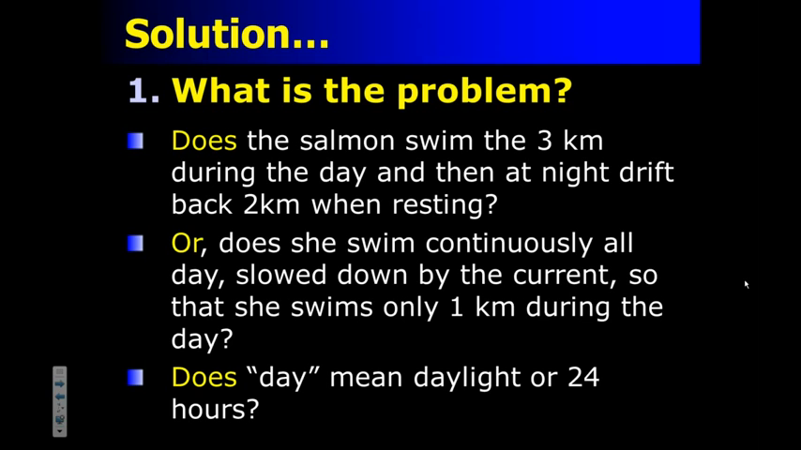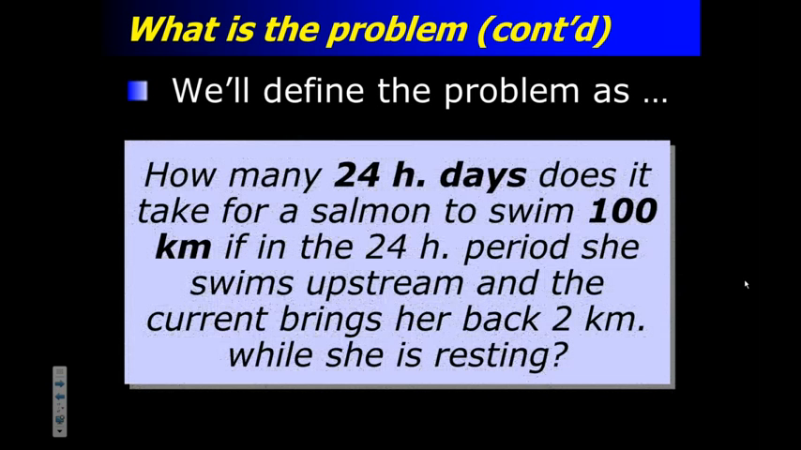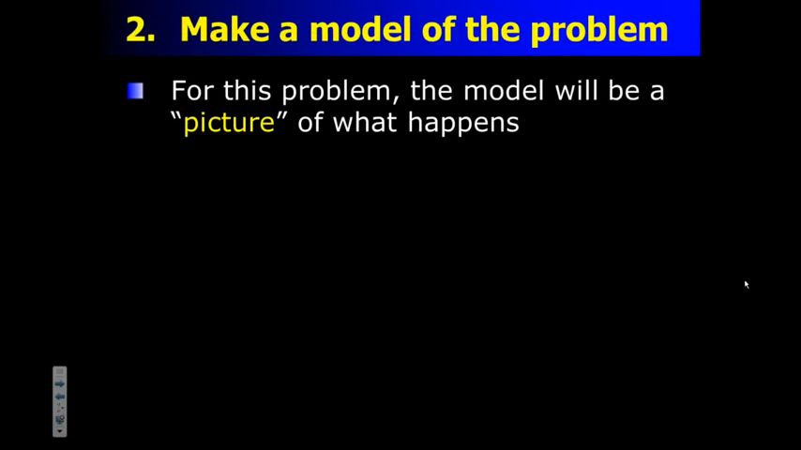So sometimes that's super important. In step 1, be sure what you're solving. So be clear. So I'm going to redefine it. I'm going to say, okay, how many 24-hour days does it take for a salmon to swim 100 kilometers if in that 24-hour period she swims upstream, and then when she rests, she's pushed back 2 kilometers? So I've tried to answer the ambiguity there and be a little more clear.